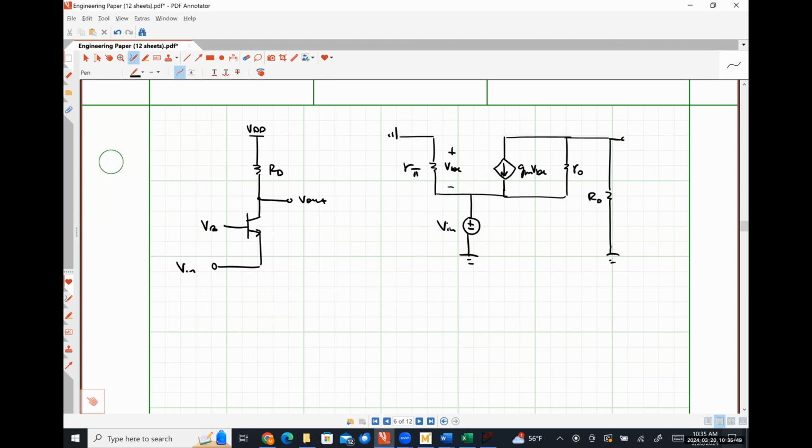Here's RD. Here's our output voltage term, right? So let's run through this pretty quickly. Our output voltage here should be the voltage drop across the resistor RD. Oh, sorry, because this is a BJT, this should be RC. Sorry about that. Not trying to confuse you guys.